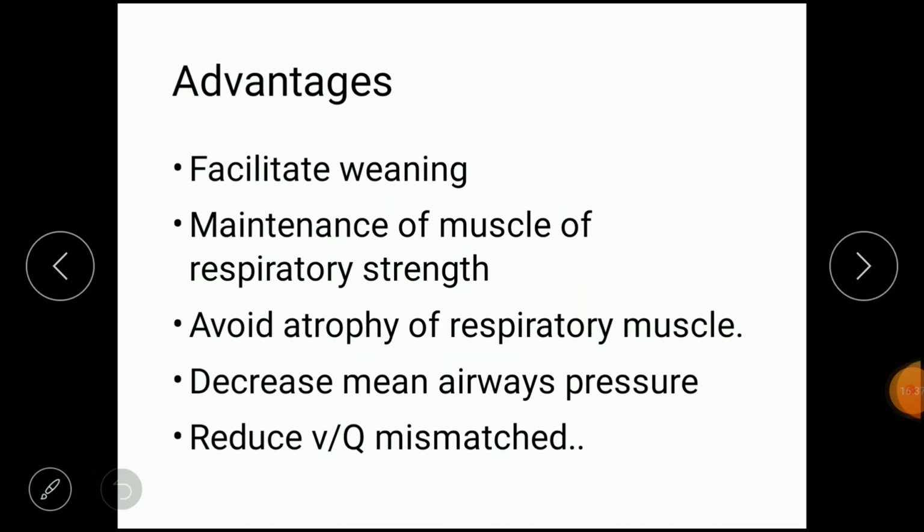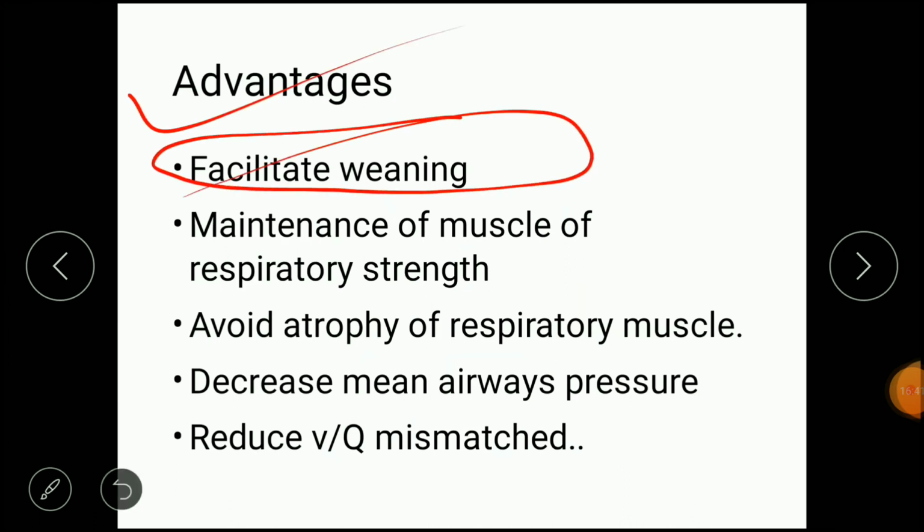The advantage of the SIMV mode is that it facilitates weaning. It is the only mode that does not depend completely on the patient, and the patient cannot depend completely on the mode. So the mode allows the patient to initiate spontaneous breathing in between the ventilation. So it facilitates the weaning procedure.